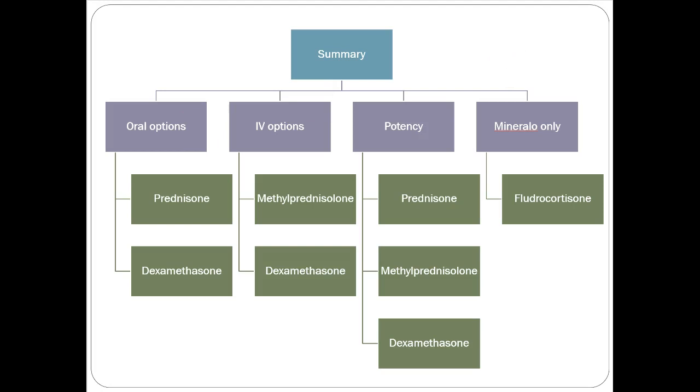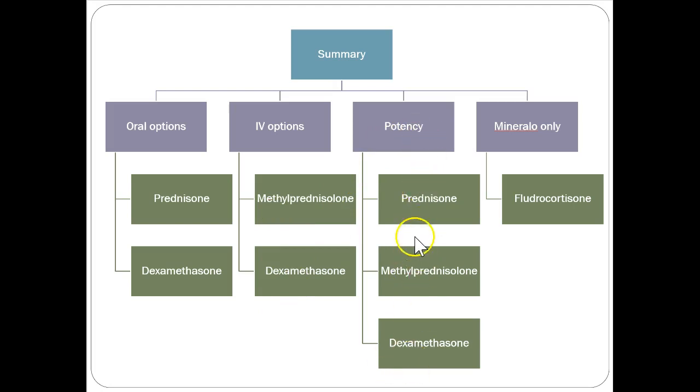So summary, these are the ones I want you to know for the test. Betamethasone's not on here, but you have oral options, prednisone and dexamethasone. I didn't put methylprednisolone on here because honestly, I don't think people should really be prescribing it. I don't really see its role in therapy as the dose pack. IV, methylprednisolone and dexamethasone. Potency, prednisone, methylprednisolone, dexamethasone.